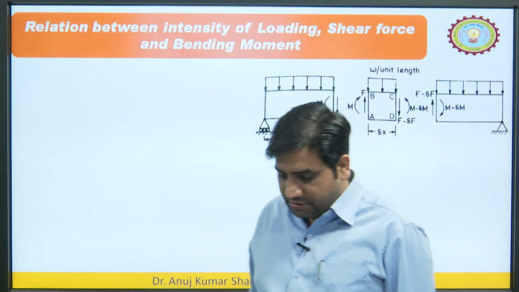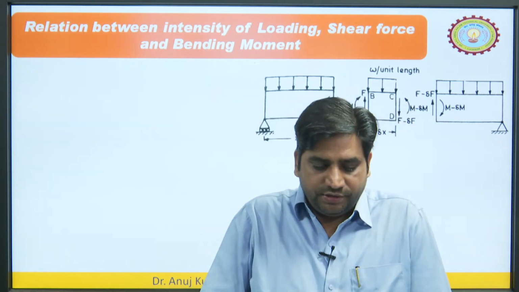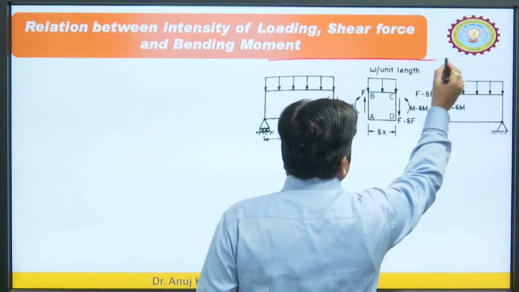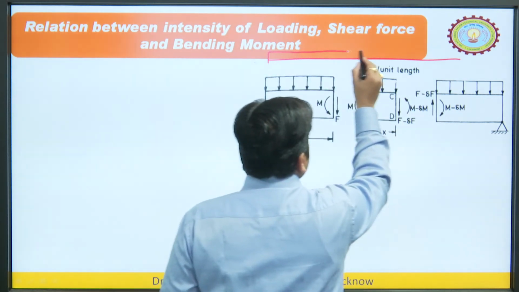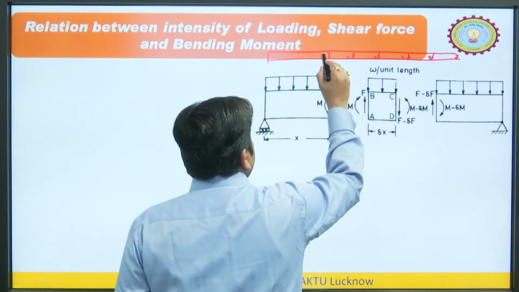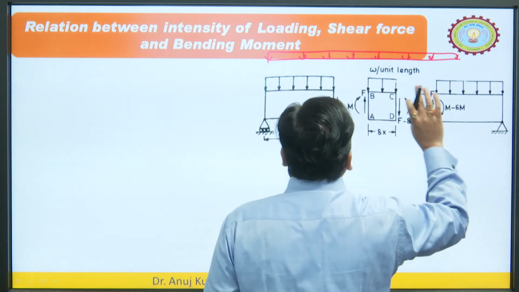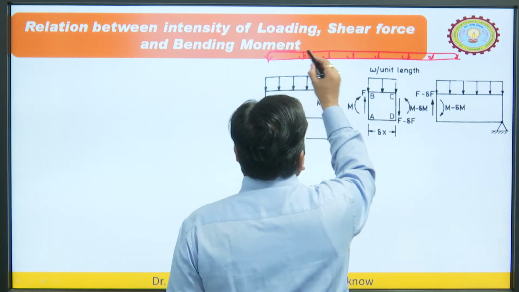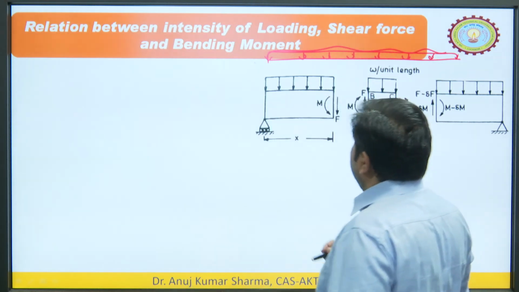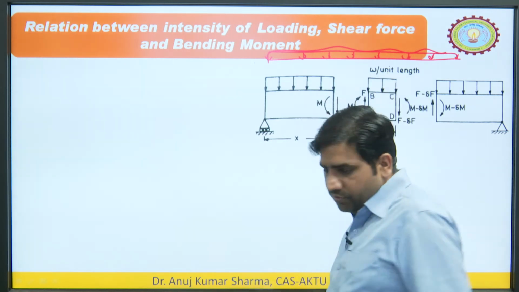Now, the interesting and very important thing is the relation between the intensity of loading, shear force and bending moment. So, let us say this is the beam. We have assumed that this is loaded with some intensity. I do not know what kind of intensity, but in this particular case it is looking like a uniformly distributed load, but it is not actually uniformly distributed, it may be like this, whatever it is. So, just arbitrarily we have taken any intensity. Let the intensity be W per unit length, so W Newton per unit length.